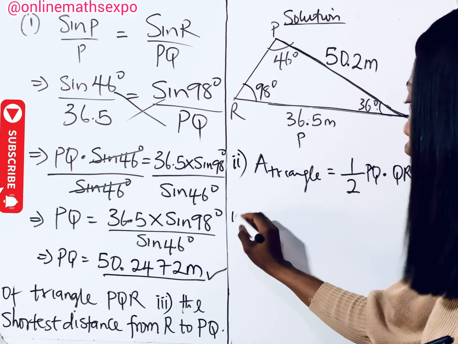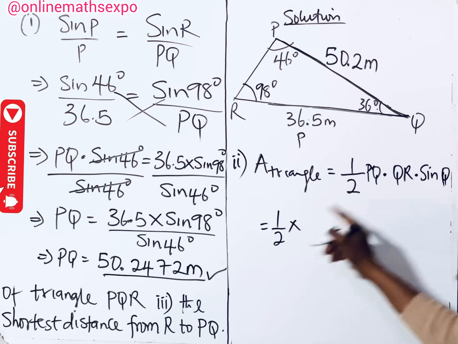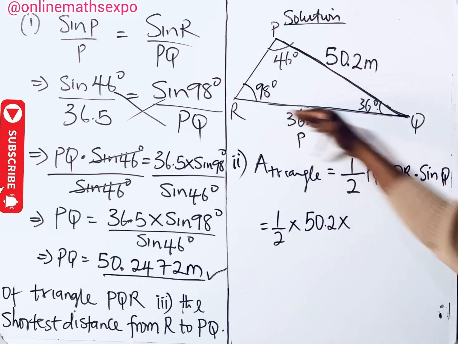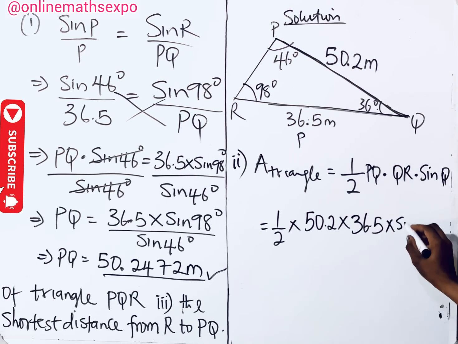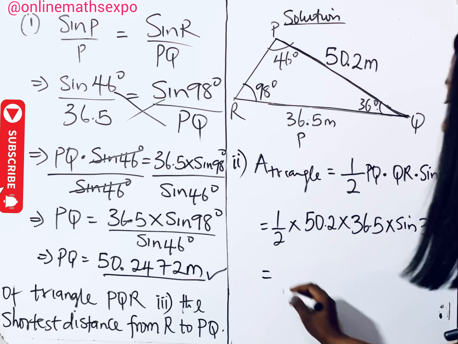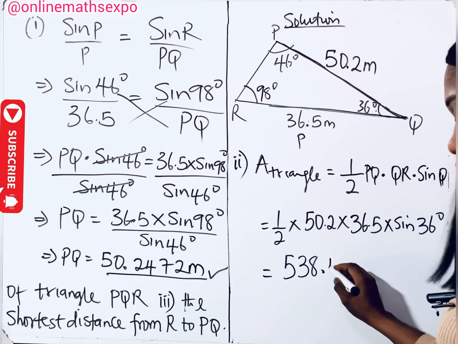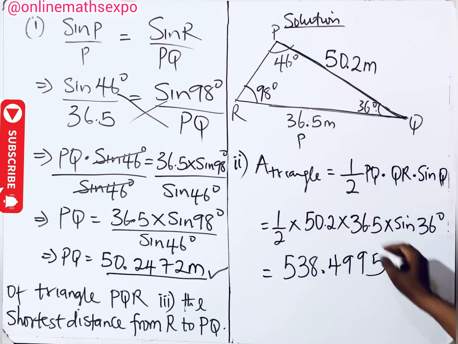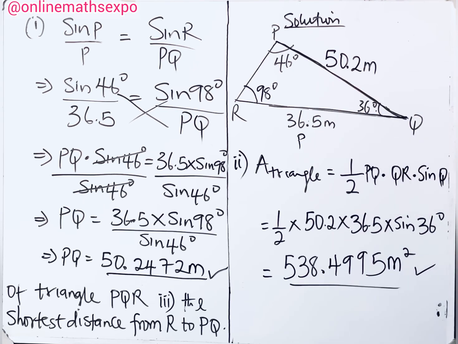So in that case, we have it that the area is equal to half of PQ. This is our PQ, which is 50.2, multiplied by this, which will give us 36.5, okay? Then multiplied by sine of this angle, which is sine of 36 degrees. So quickly cue this into your calculator. We are going to have 538.4995, okay? Remember, it's in meters, so area should be in squared meters. So this becomes the area of this particular triangle.